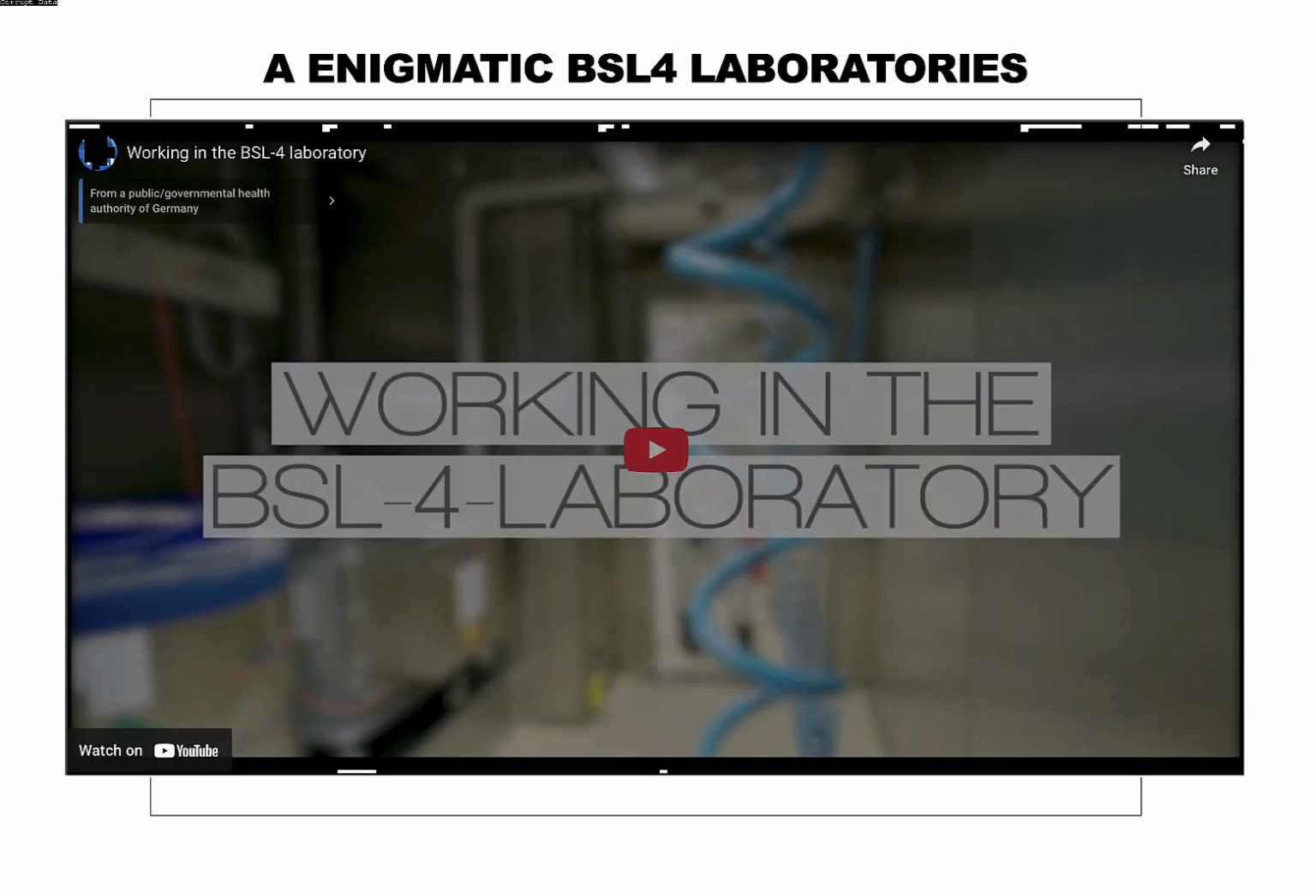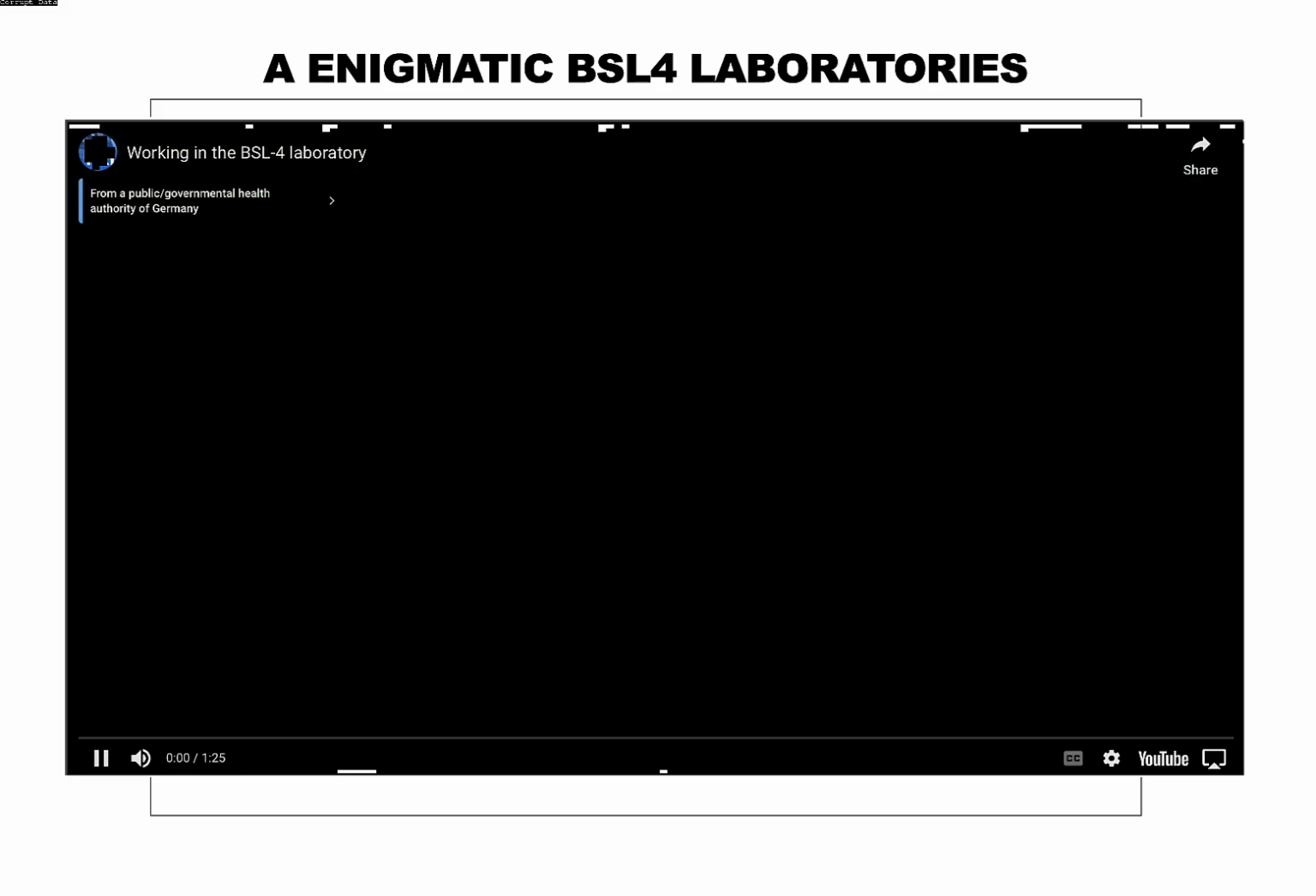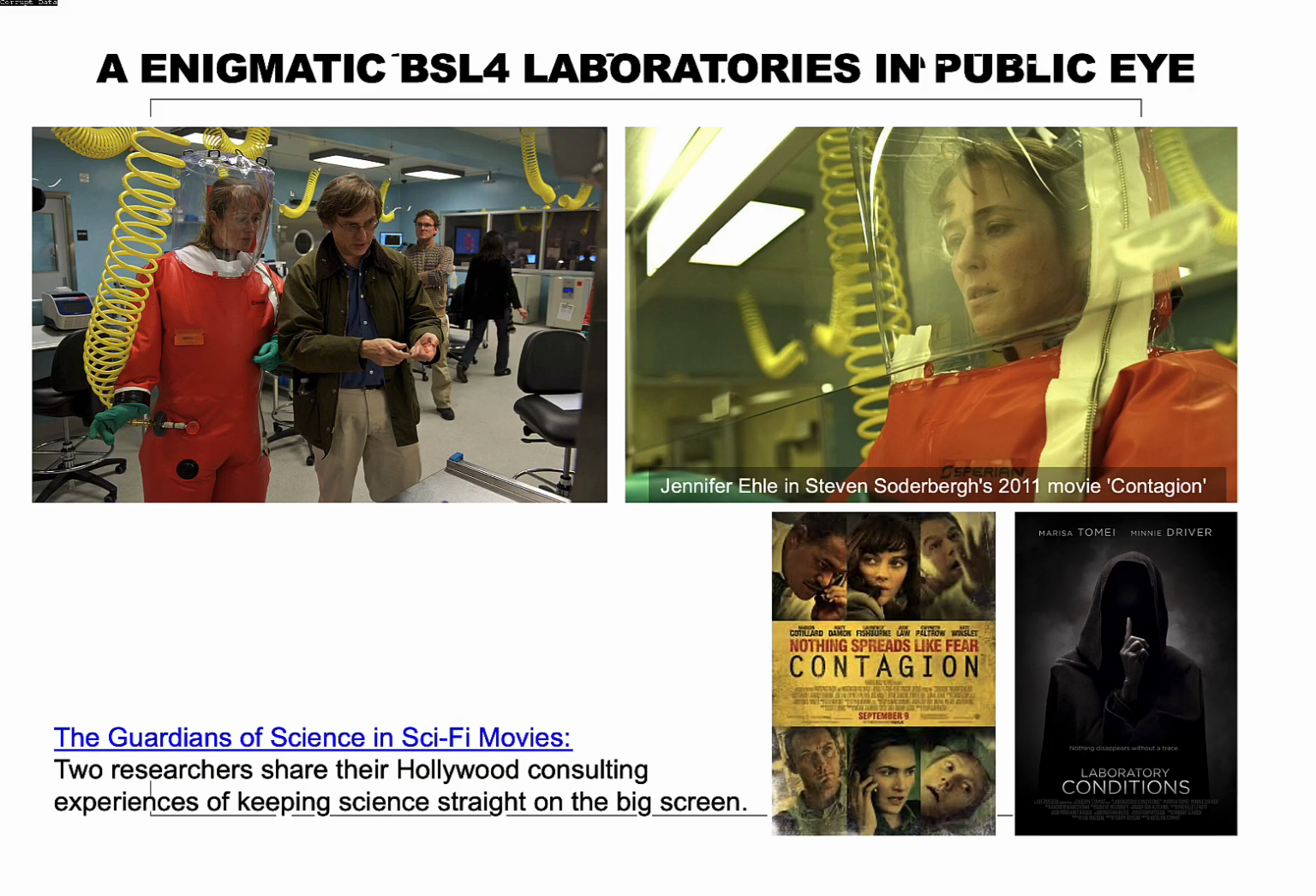The video shows the working of a BSL-4 laboratory. BSL-4 labs are enigmatic in the public eye, and many Hollywood blockbusters adopted BSL-4 labs in their screenplays. Contagion is the 2011 film that, for obvious reasons, has become one of the must-watch movies of 2020 amidst the COVID-19 pandemic. Jennifer Ehle was Dr. Ally Hextall, the scientist who helped discover the vaccine that saved humanity.